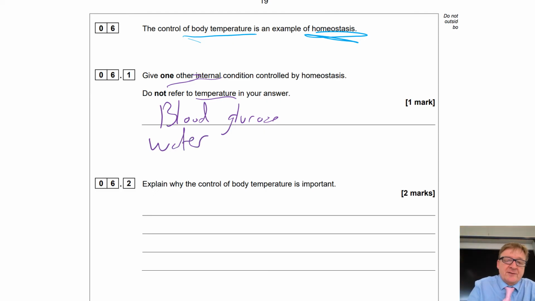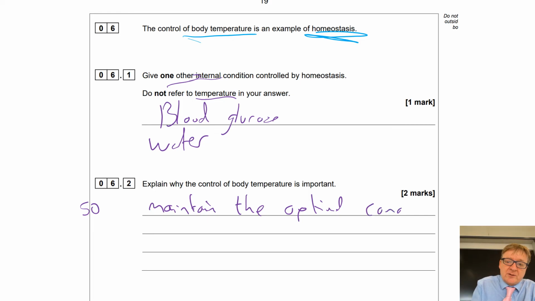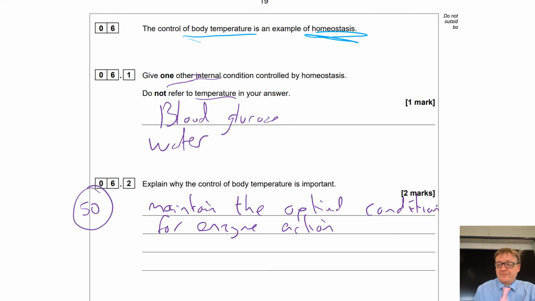6.2. Explain. So I'm going to be putting some so's in here probably. Explain why the control of body temperature is important. Right? That goes back to the definition of homeostasis. The whole point in homeostasis is to maintain the optimal conditions for enzyme action. Okay, I could have put in there, so enzymes work more efficiently. I could have chucked in a so there somewhere.